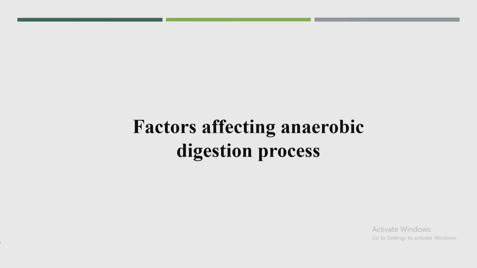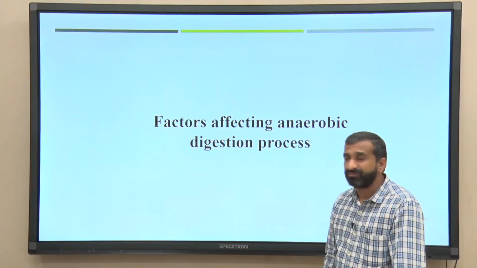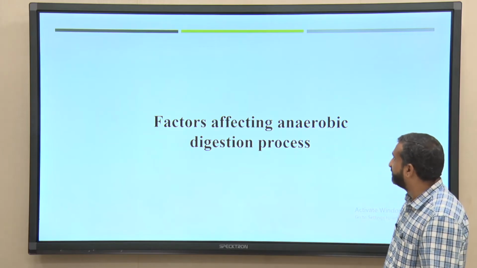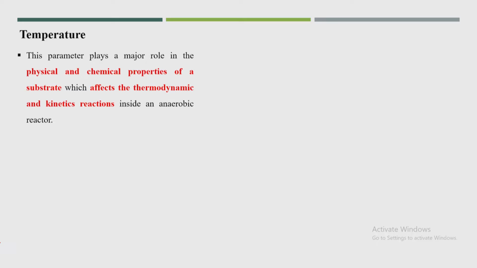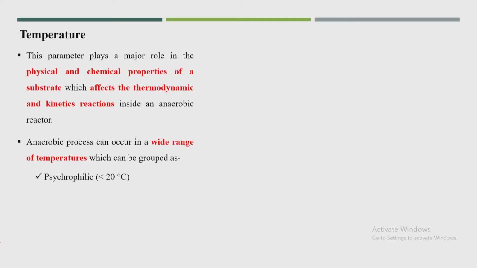Now, once we know the different stages of the anaerobic digestion process, we will go for factors affecting the anaerobic digestion process. So, first is temperature. This parameter plays a major role in the physical and chemical properties of the substrate, which affect the thermodynamics and kinetic reactions inside the reactor. So, the anaerobic process can occur at a wide range of temperatures, which can be grouped as psychrophilic, less than 20 degrees, mesophilic, 20 to 45 degrees, and thermophilic, 45 to 65 degrees centigrade.